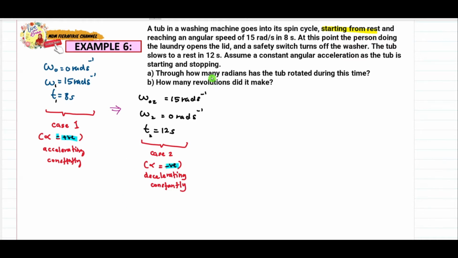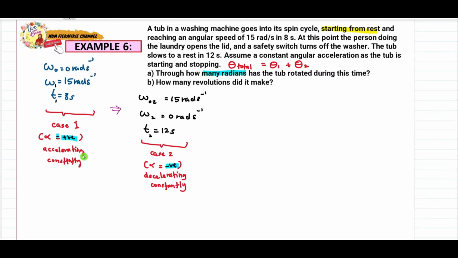So A, through how many radians has the tub rotated during this time? Means that theta, the total angular displacement, from case 1, masa dia tengah accelerating, plus dengan masa dia slowing down and decelerating, masa orang tu cuba buka lid washing machine tadi. So kita boleh kira lah. Kita boleh kira case 1 dulu. Kita mulakan dengan case 1.